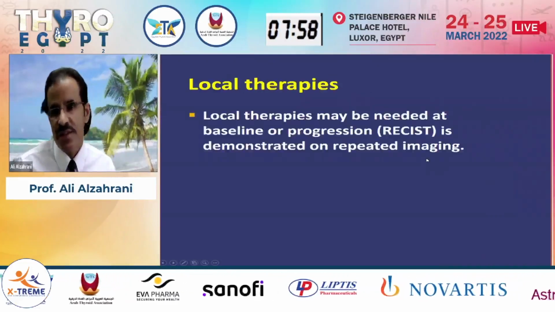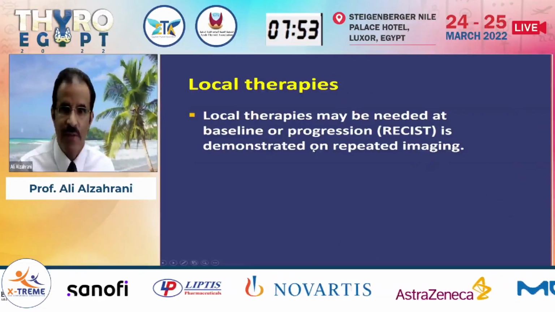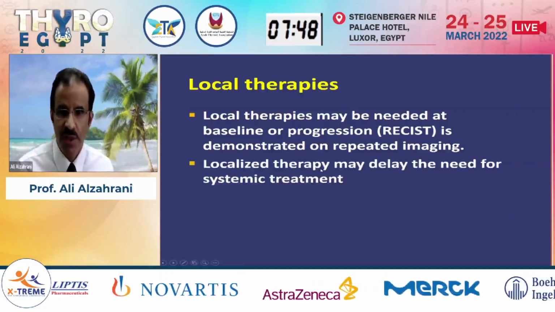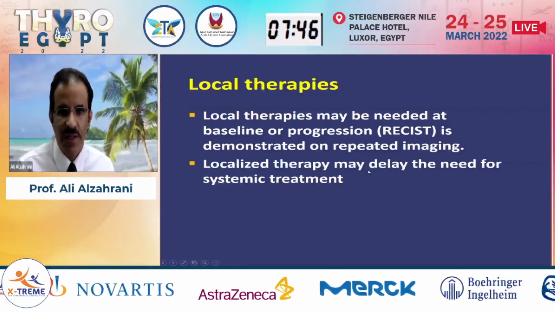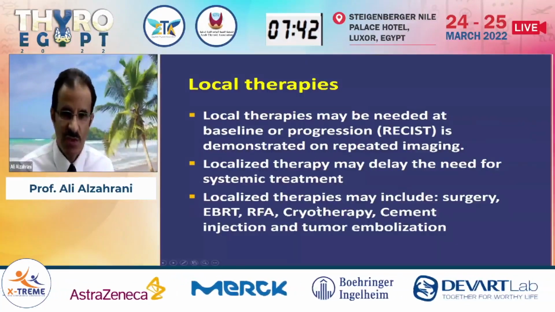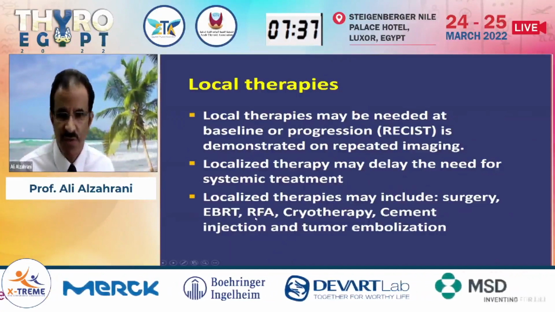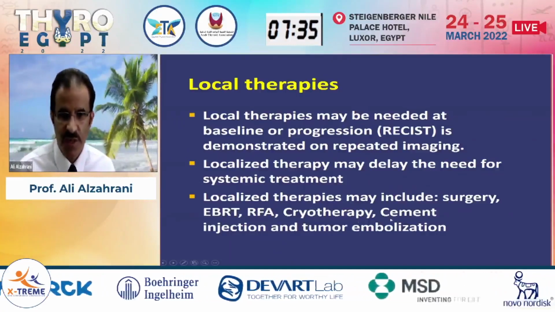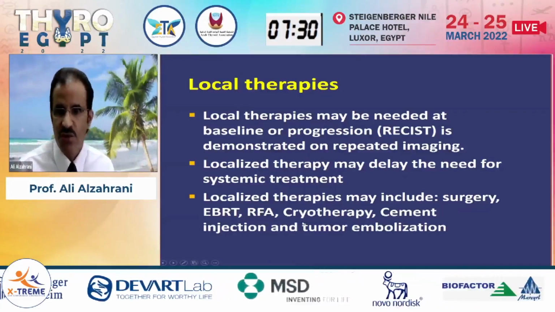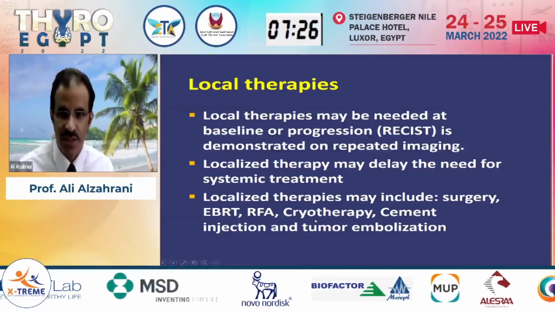If the disease is not progressive, we can use local therapies, and we don't have to rush and give the patient tyrosine kinase inhibitors. Local therapy may delay the need for systemic therapy, and there are many things that we can use to treat those patients with local therapy, including another surgery, external beam radiotherapy, radiofrequency, cryotherapy, cement injection, and tumor embolization. So this is used for a disease that is metastatic. You cannot get rid of it, but it is stable.